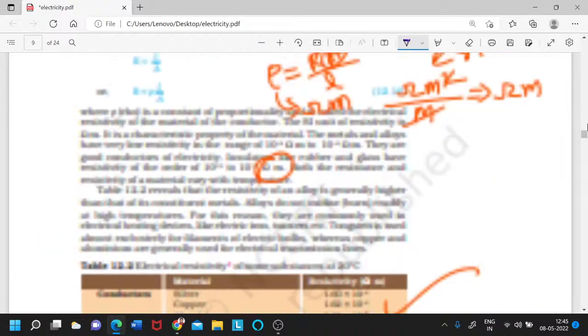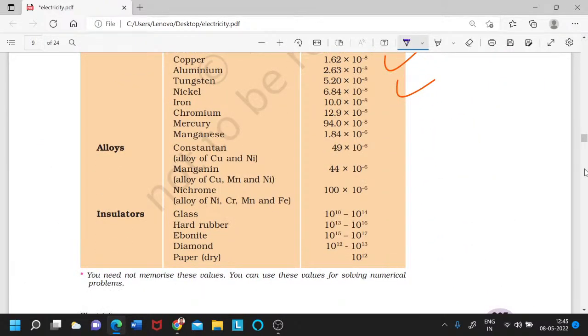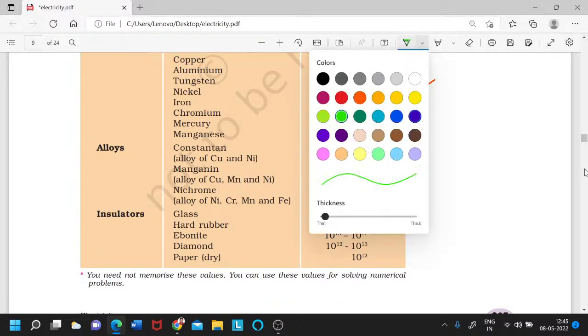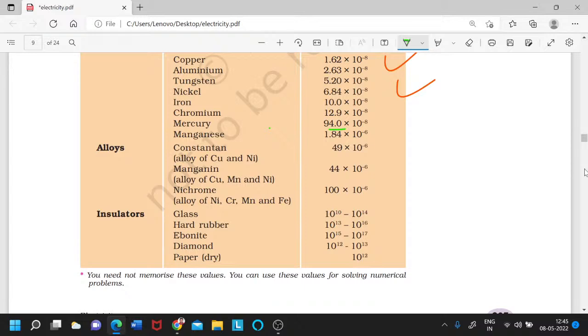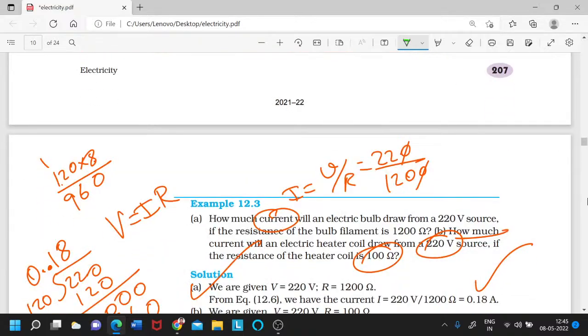Already I told you, this is the resistivity tabular column. 1.84, this is the answer, into 10 power minus 6. So you should give this name. It was also asked in a one-year CBSE exam. Next question.